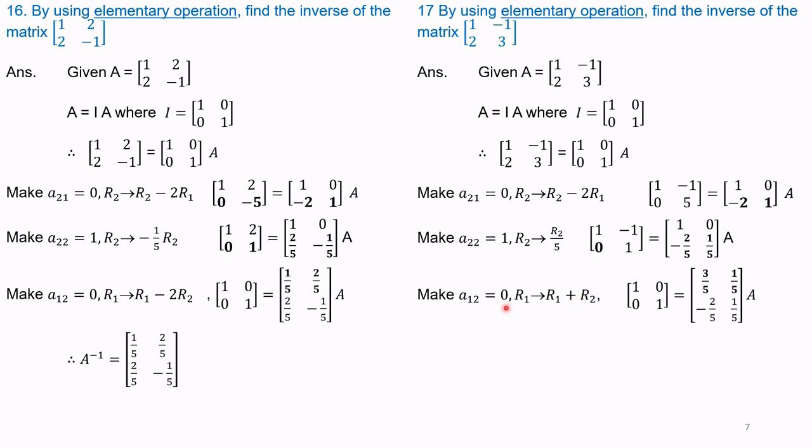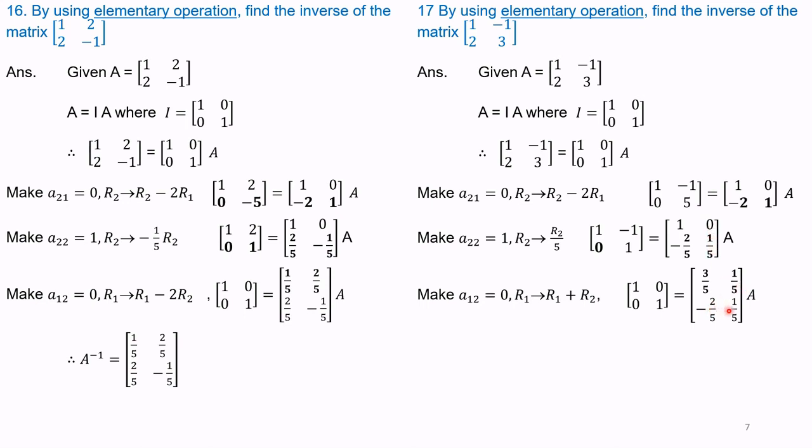Therefore, now we have to make this as 0. 1 is there. We have to make it 0. In order to do it, we will add R1 plus R2. That is operation 1. If you add, this becomes 0. Therefore, R1 plus R2 is 0. And in the first equation, 1 plus 0 is 1 only. And therefore, 1 plus R2, that is 1 minus 2 by 5. That becomes 3 by 5. And 0 plus 1 by 5 is 1 by 5.